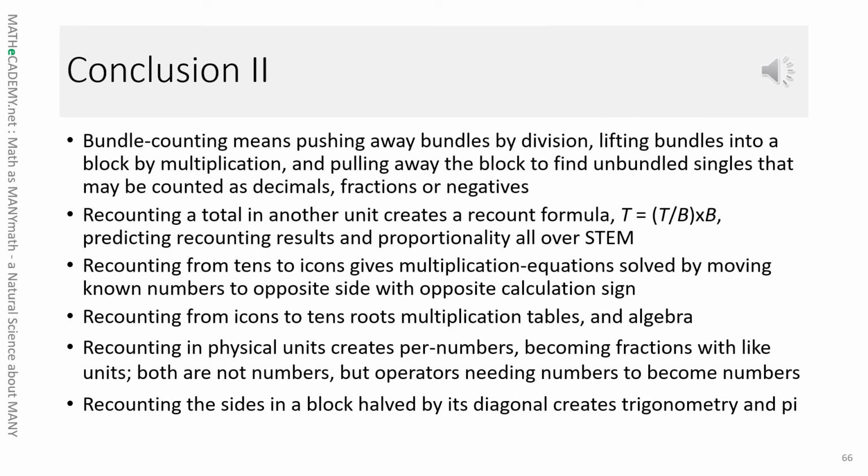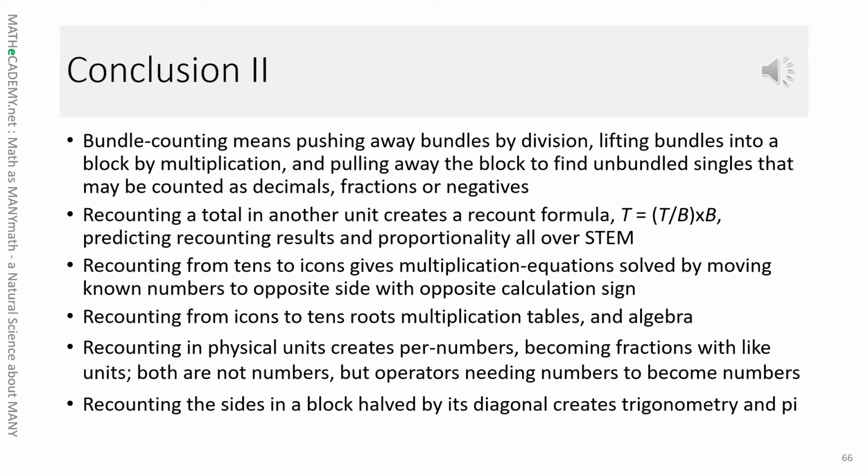Bundle counting means pushing away bundles by division, lifting bundles into a block by multiplication, and pulling away the block to find unbundled singles, that may be counted as decimals, fractions or negatives. Recounting a total in another unit creates a recount formula, T is T over B times B, predicting recounting results and proportionality all over STEM.